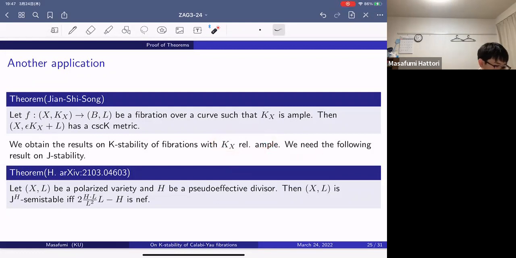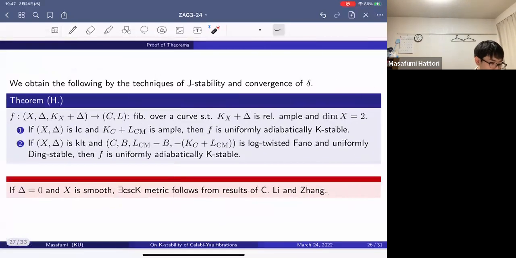We need the following result on J-stability. This is proved in my first preprint. Let (X, L) be a prime variety and H be a pseudo-effective divisor on X. Then (X, L) is J-semi-stable if and only if the relative divisor is nef. And we obtain the following by the Roth theorem and convergence of delta invariant.